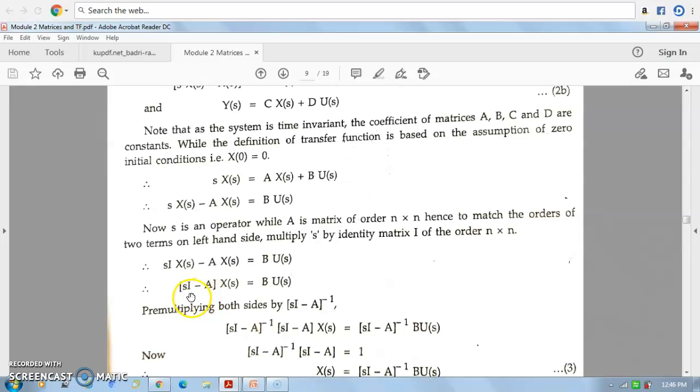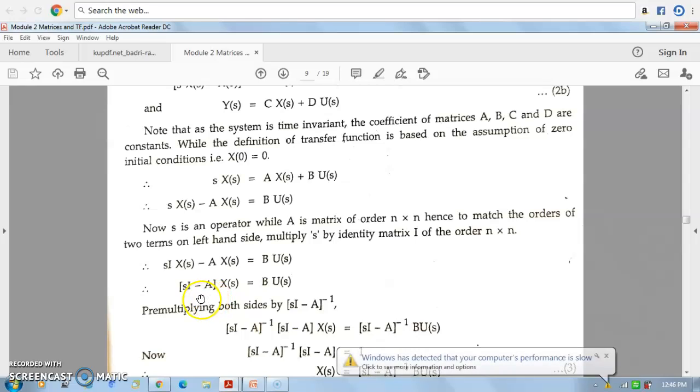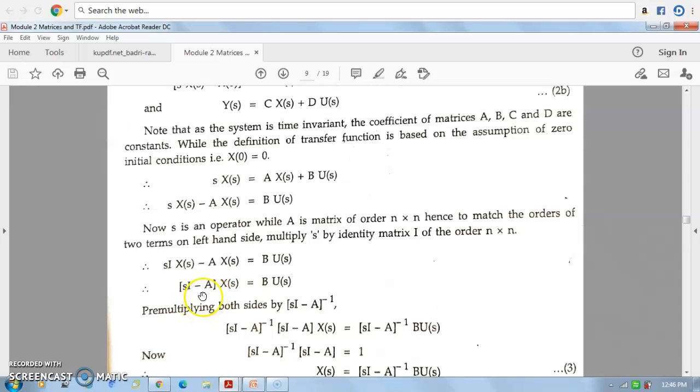A minus A, B minus A matrix, C matrix minus A matrix. Like this you have to do matrix minus matrix. Each element you have to subtract or add or multiply or divide. But s is the operator here, A is the matrix, so we can't do the subtraction here. For this purpose, the s operator we have to multiply by the identity matrix. So identity matrix means what? Diagonal elements are 1, remaining all elements are 0.